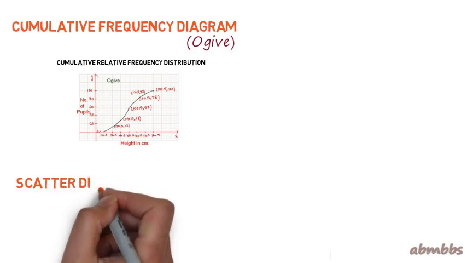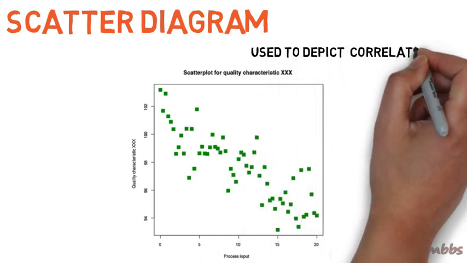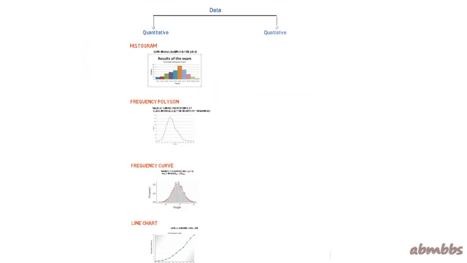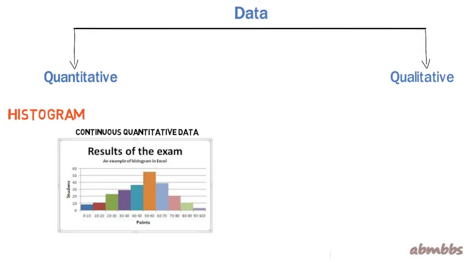Finally, there is scatter diagram or dot diagram. It is also called correlation diagram because it is used to depict correlation between two variables. I will be coming back to scatter diagram in a minute. This brings us to the end of the quantitative methods of data representation. Now we talk about the qualitative methods of data representation.